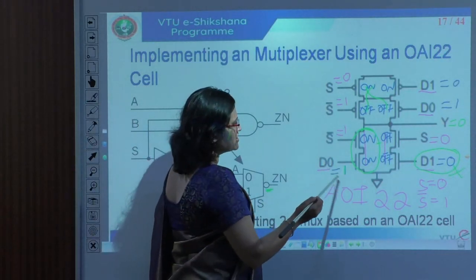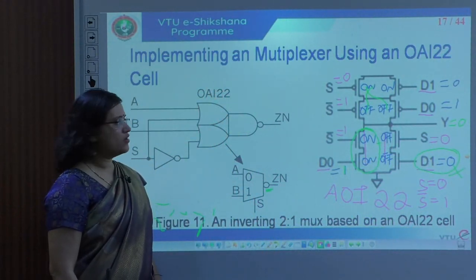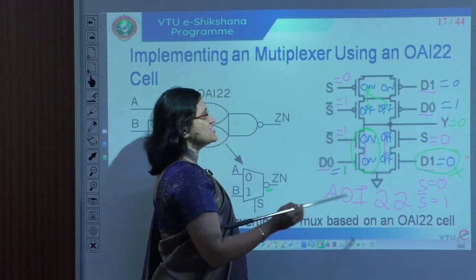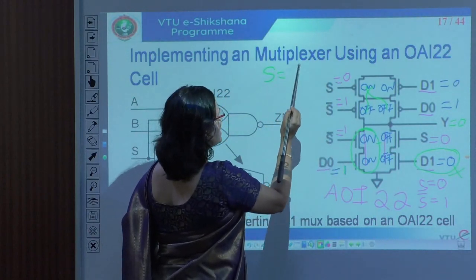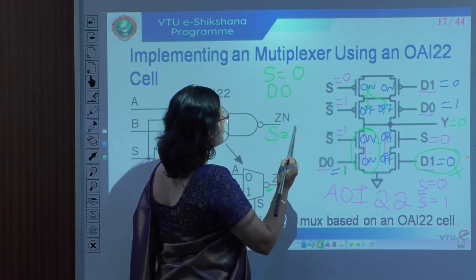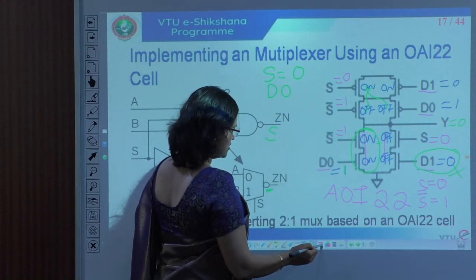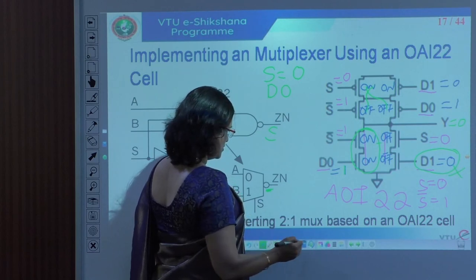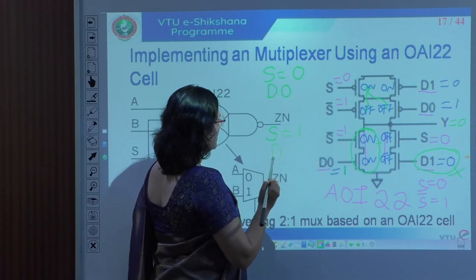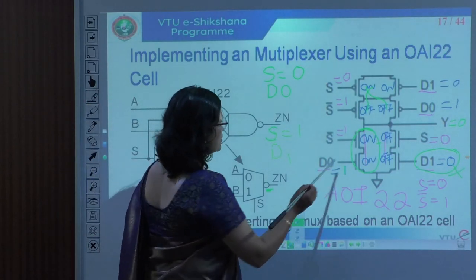So when your D0 is equal to 1, the output Y is equal to 0. How is D0 selected? Very simple: when you give S equal to 0, D0 will be selected. When you give S equal to 1, the D1 input will be selected. So we will see that case also.